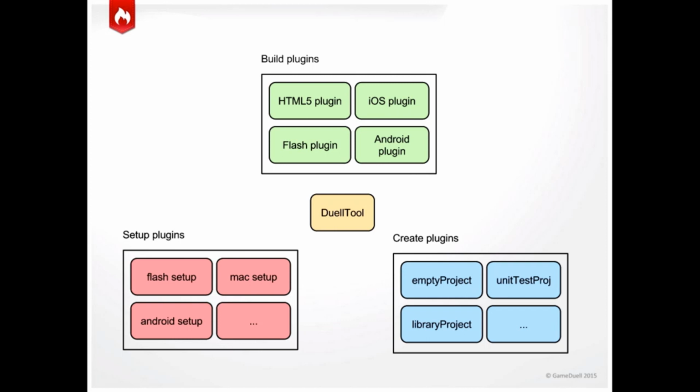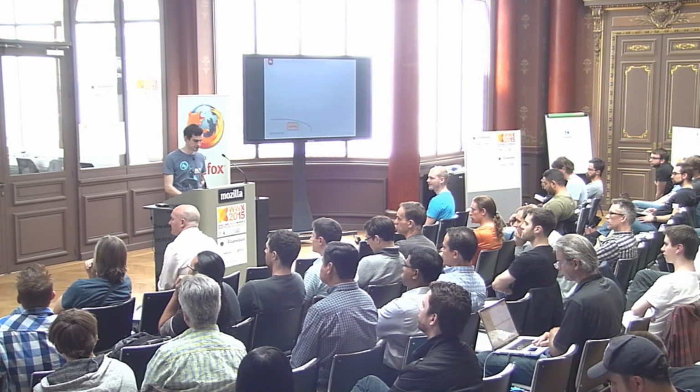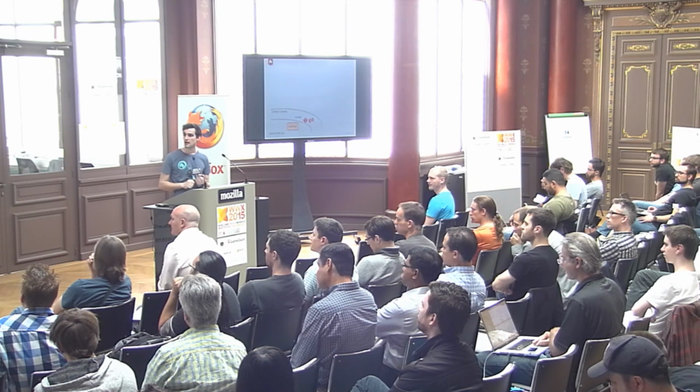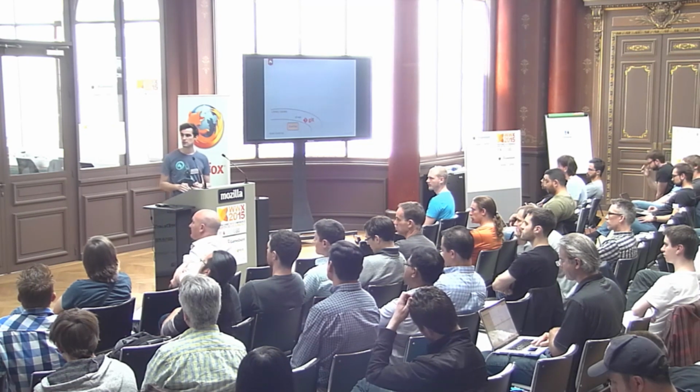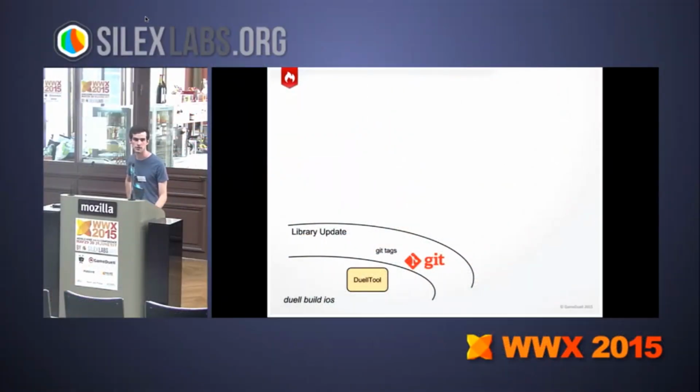So what actually happens when we build with our tool? For example, if you call something like Duell build iOS, the tool goes into action, and then we update all of our libraries. So one thing that our tool has is dependency management. When you reference a library in your application, in your project file, it is automatically downloaded and also updated. So for example, if there is a new release of a library, we immediately get it automatically. This is very nice for hot fixes and stuff like that.